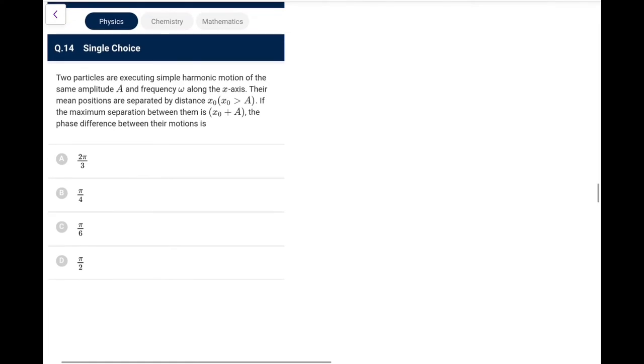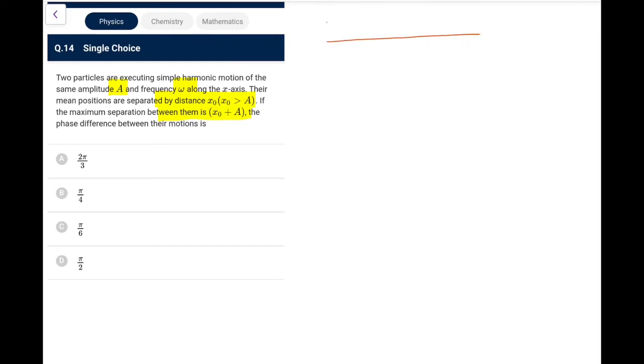Next one. Two particles executing SHM of the same amplitude A and omega. The mean positions are separated by distance x naught. The maximum separation is x naught plus a. Then the phase difference between the motions is asked. This is a question that has been asked in so many exams. I remember this, students get confused in it. So let me solve it.